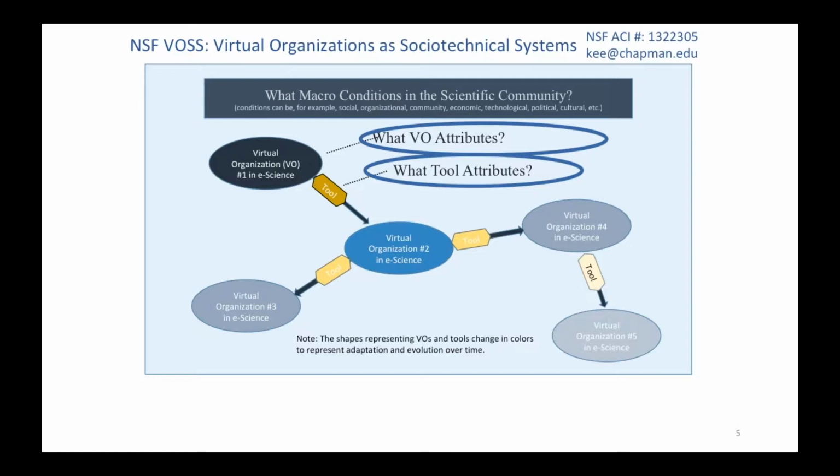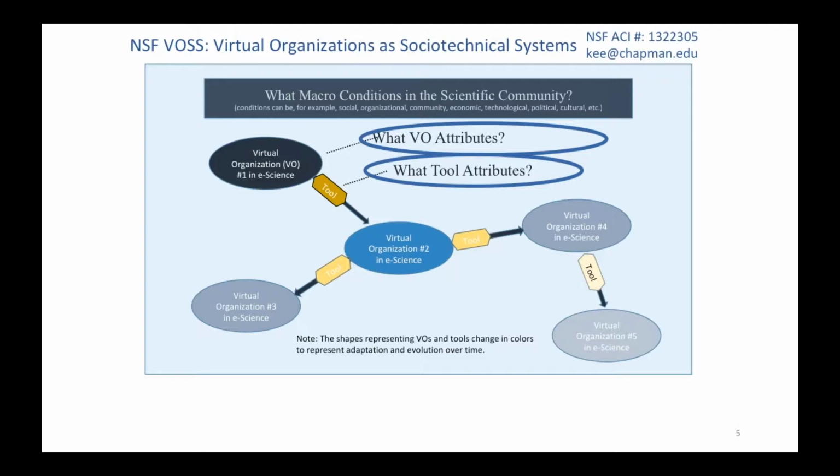So briefly, as you can see, we have the visual of the dark oval bubble showing the first virtual organization, VO number one in e-science. This can be from any domain, let's say is from bioinformatics. And there is a tool that was developed out of this particular virtual organization. And we want to understand what may drive that tool to spread from virtual organization number one to virtual organization number two. And the premise that we started with is there's something about the tool, and also there's something about the virtual organization that drive the success of that tool.